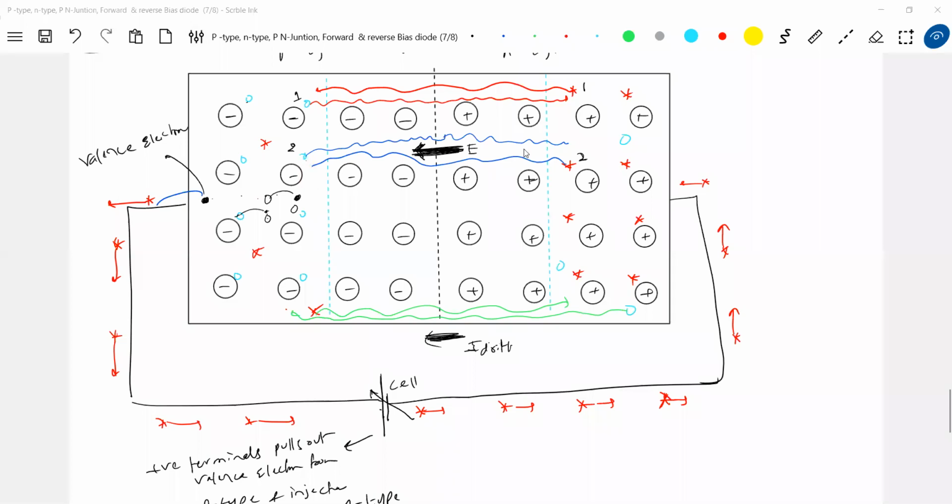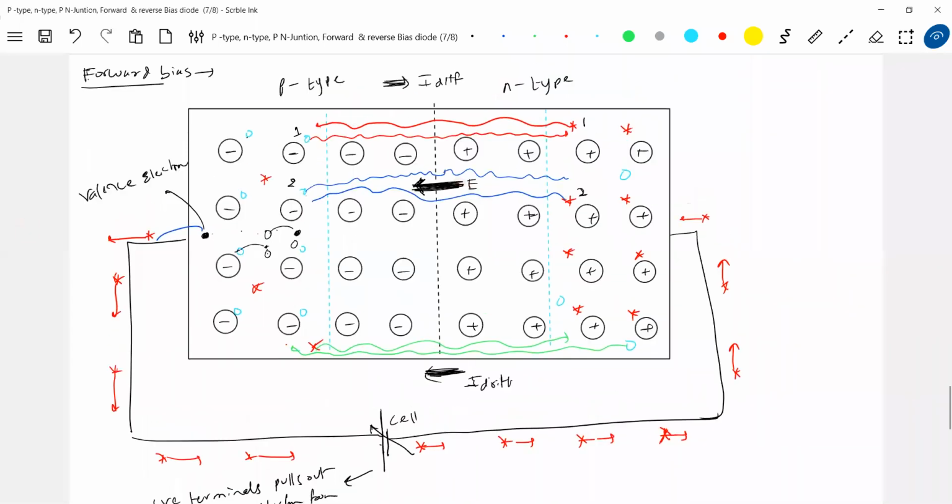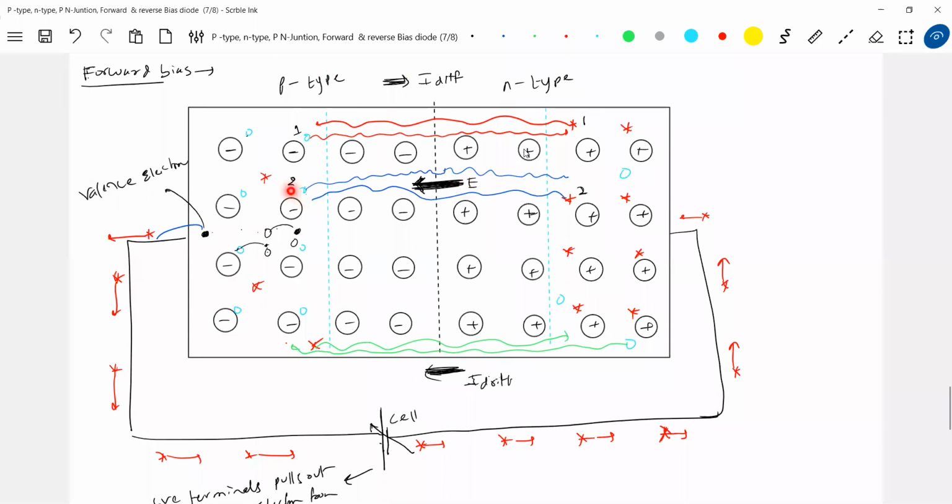So this particular free electron, when it moves from n to p type, here it will move as a valence electron, or better to say the hole will move like this. The moment the valence electron comes, it will be pulled by the positive terminal. Like this, the flow of charge will take place here, because I have to give the flow of charge first.